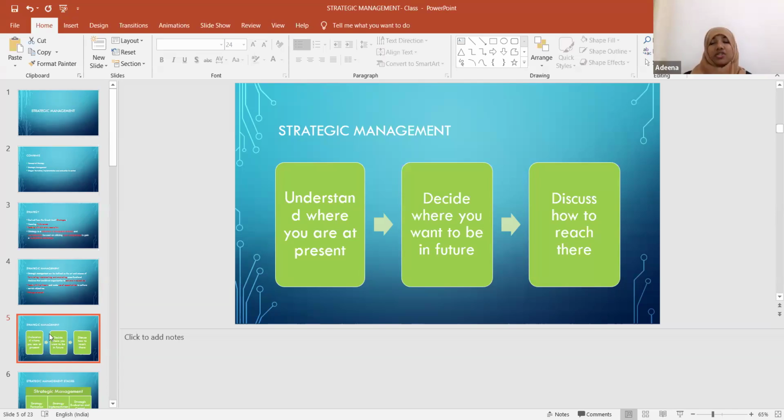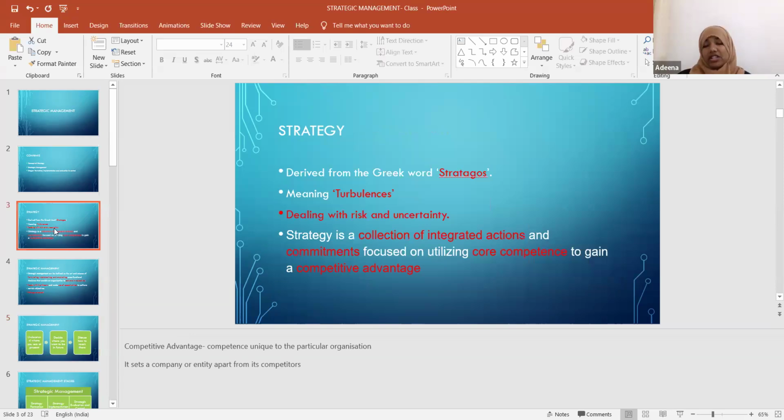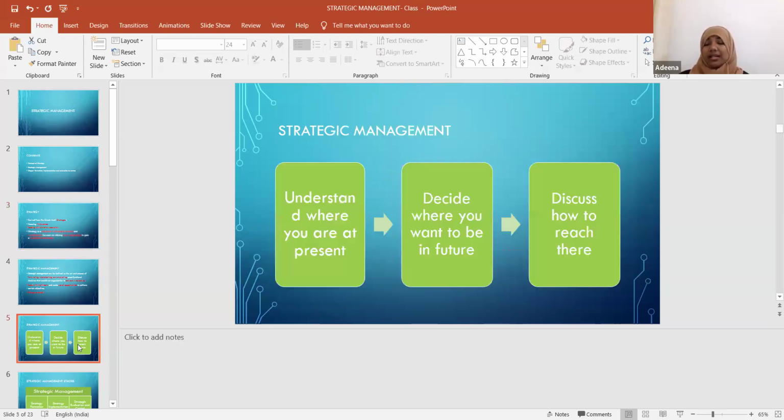Understood. So strategy is dealing with turbulences. Strategy is the actions undertaken by the organization to achieve the organizational objective. And strategic management is the integrated actions undertaken by the organization to achieve the competitive advantages of the organization through its core competences. And in simple words, strategic management is understanding where the organization is, where they want to be in future, and how they reach there.